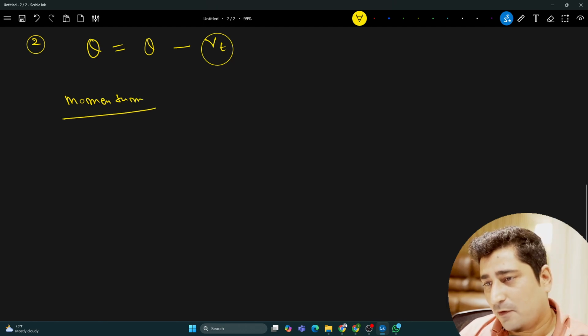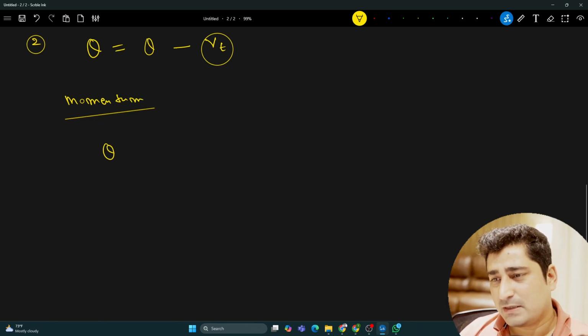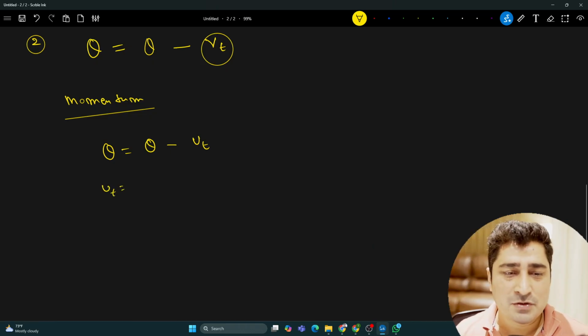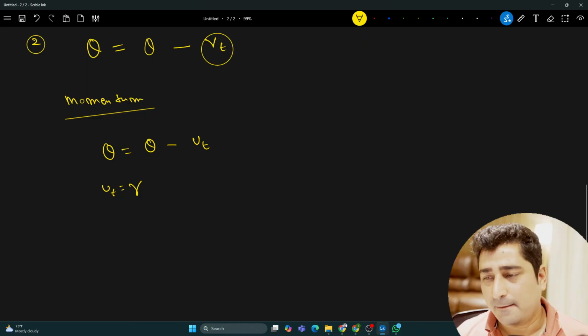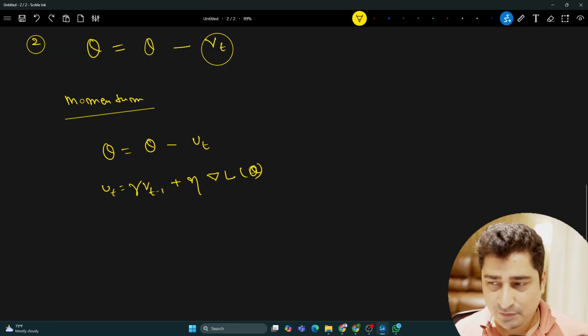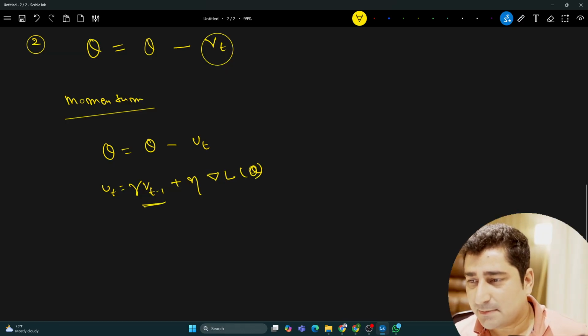What is the formula for this momentum based optimizer? Obviously, new theta is going to be old theta minus VT. And what is this VT? This VT is nothing but gamma times V t minus 1, meaning the previous one, plus eta into the partial derivative of the loss function, right? So they have technically introduced this particular term.